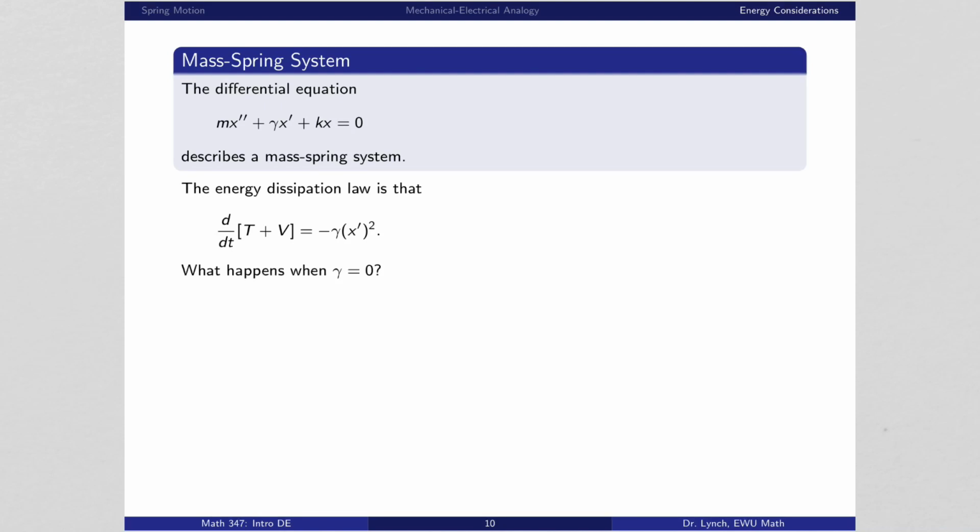Now, in the special case where gamma is equal to 0, or where there's no damping in the system, we see that the time derivative of the kinetic plus the potential energy is equal to 0, so that sum is constant. And this is a classical conservation of energy law that occurs when in this case we have no dissipation in the system. So in the special case where gamma is equal to 0, all of the energy in the system is either in the kinetic energy or the potential energy, and as we'll see soon, it actually goes back and forth between the two.